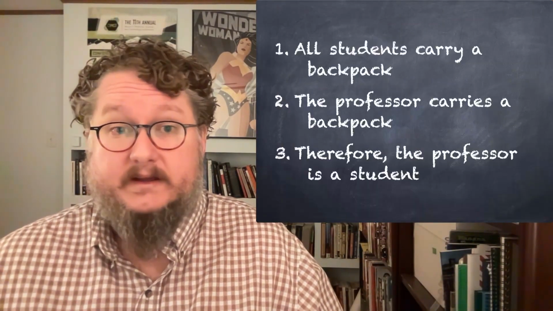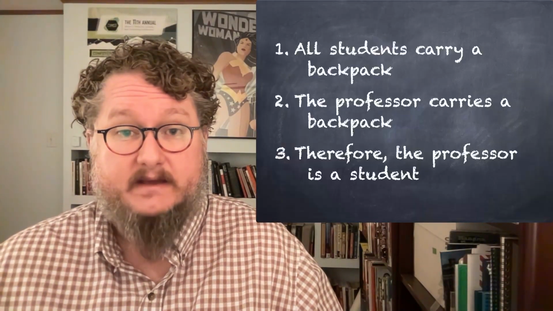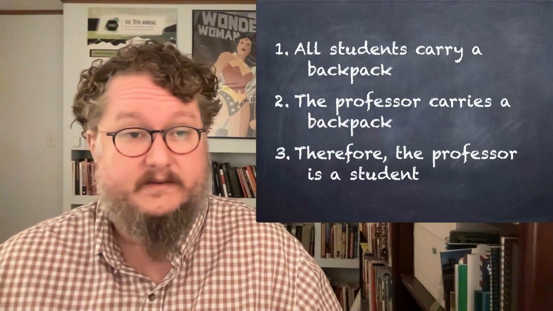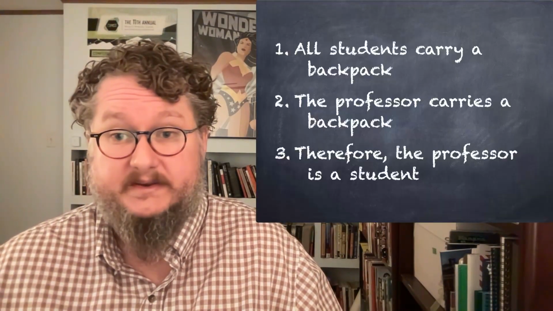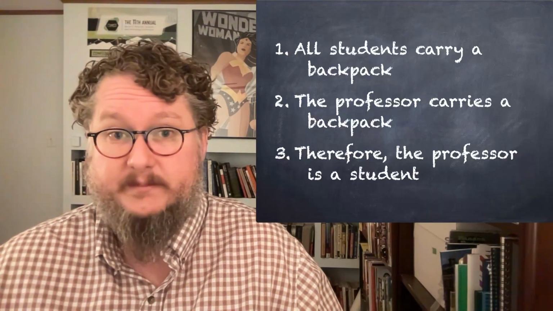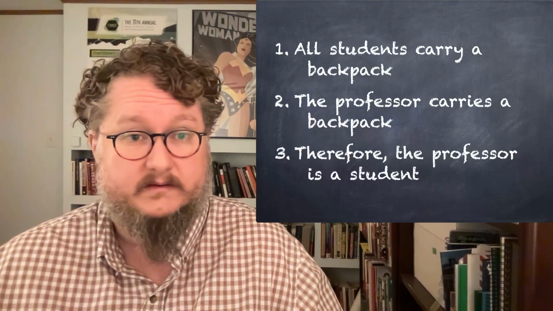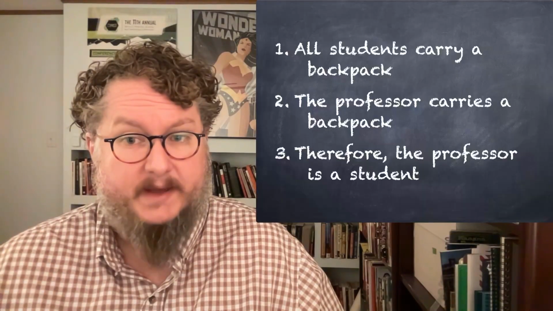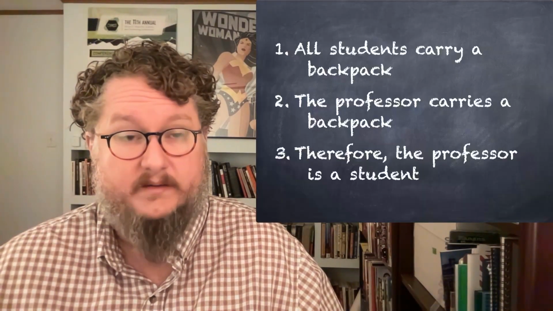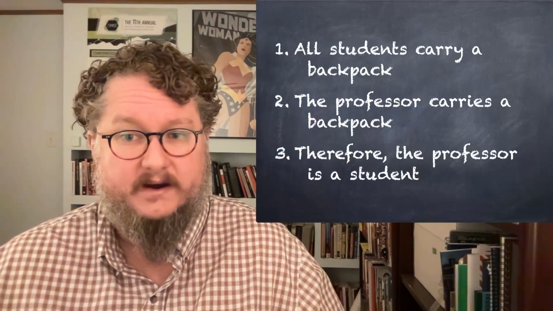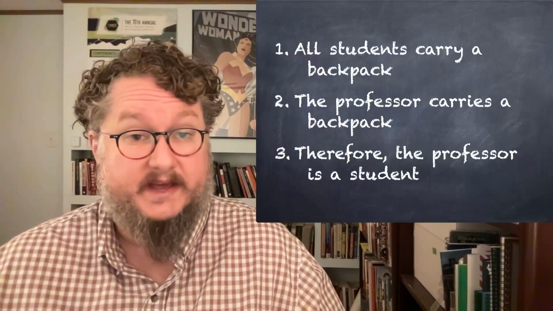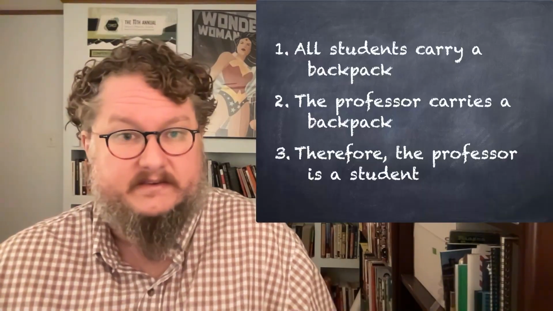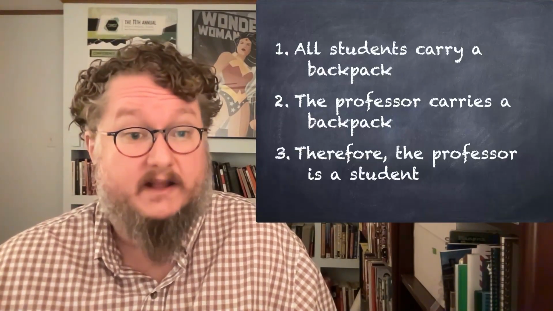Here's a third argument. All students carry a backpack. The professor carries a backpack. Therefore, the professor is a student. Now, this is a bad argument. Not because the premises are false. Suppose the premises are true. Suppose it's true that all students and the professor carry a backpack. Can you see why? Even if all students carry a backpack, that isn't the same as saying that all backpack carriers are students. The order matters in this kind of statement, and the order in these cases makes it such that the conclusion doesn't follow from the premises.